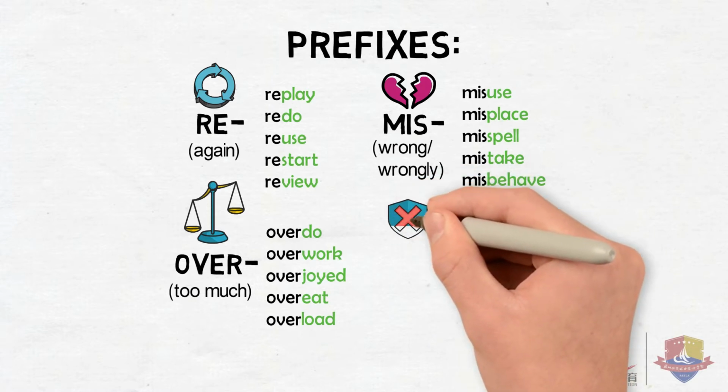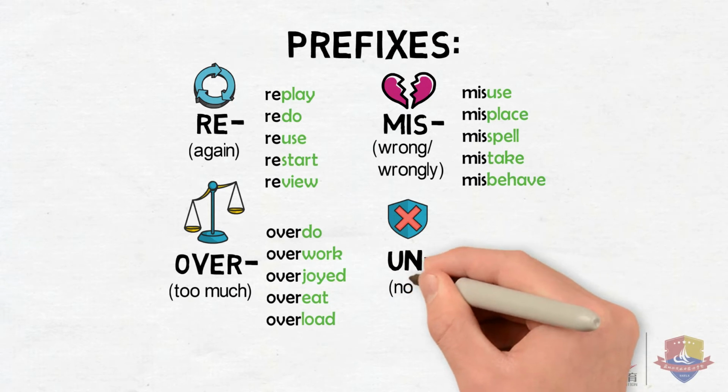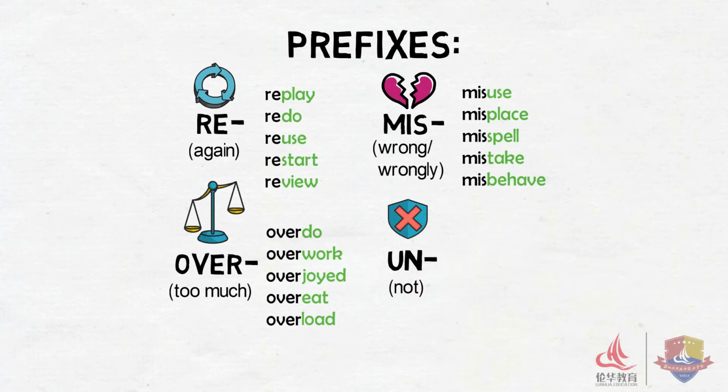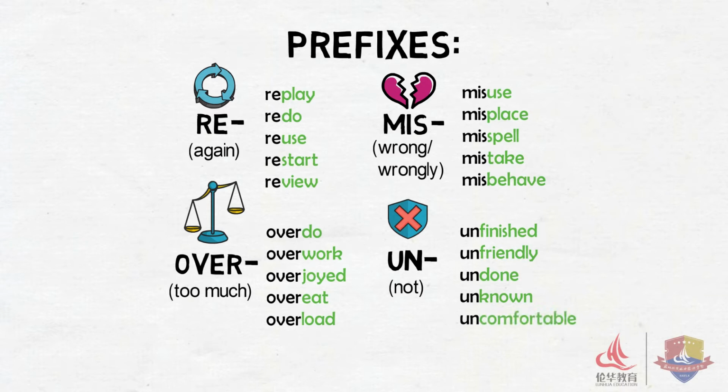Finally, we have un, which means not or the opposite of. Actually, there are quite a few prefixes that mean not. For words, we have unfinished, or not finished. Unfriendly, which is not friendly or not kind. Undone, which is something that either is just simply not finished or is something that was finished or completed or tied together and then now has been taken apart and not finished or done anymore. Unknown means something that people do not know. And last, uncomfortable, or not comfortable. This is a feeling that you're not calm or happy somewhere in some way.